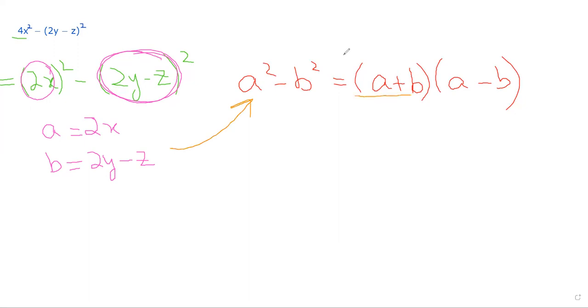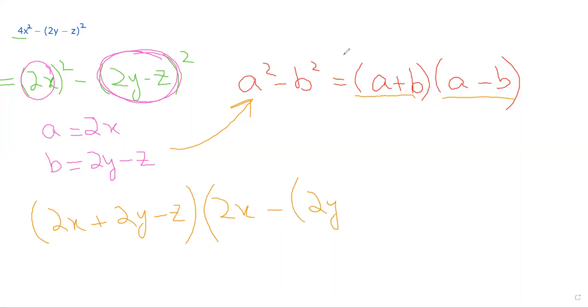So a plus b. What is a? 2x plus b. What is b? Plus 2y minus z. Okay. Then multiply by a minus b. What is a? 2x, and b with minus. Then what is b? 2y minus z. Are you getting the question?